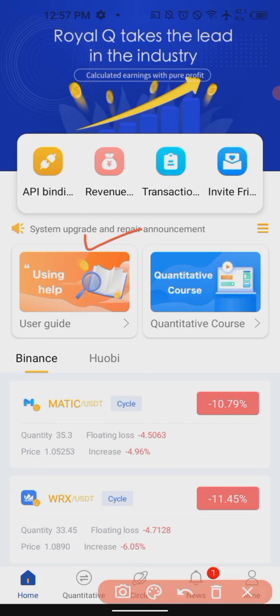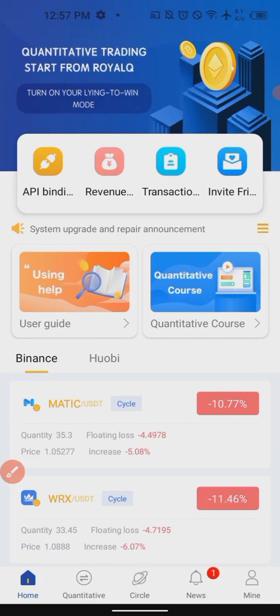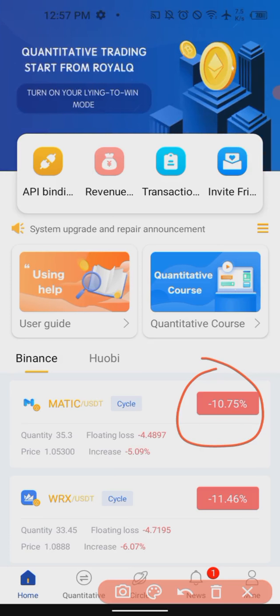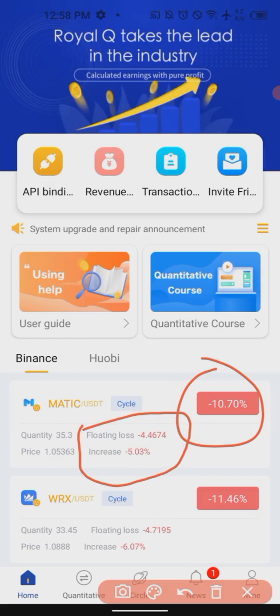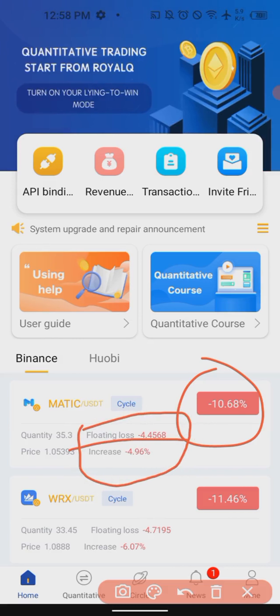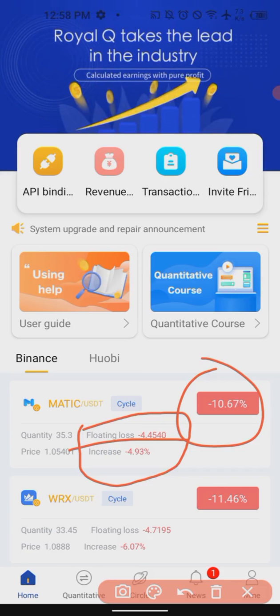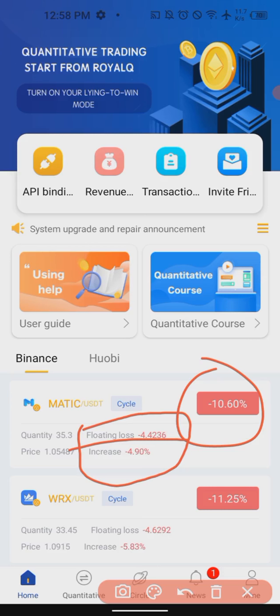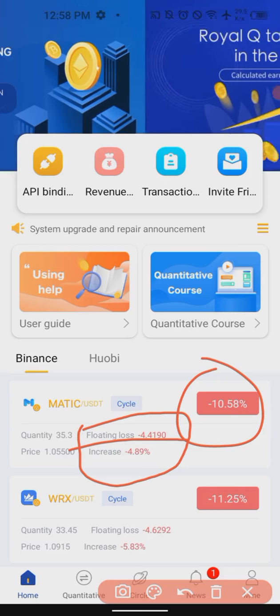Let me give you a concrete example here. This is Matic. I'm trading Matic. And you can see at present, from the point of my entry into the market, the price has dropped by minus 10%. And it has incurred a floating loss. You can see floating loss here. What this simply means is it is not an actual loss, but if I choose to go and manually cancel this trade and sell by myself, this is the loss I will make. But the bot is still waiting for the price to appreciate for it to enter the market and take profit for me. So it is a floating loss. This is not a loss yet.